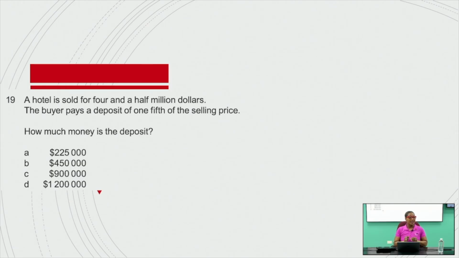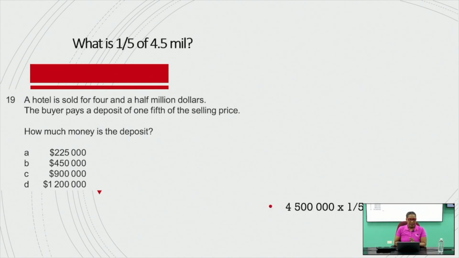And now we are at question 19. A hotel is sold for $4.5 million. What is $4.5 million? Yes, we want to look at 4,500,000. And we want to figure out what is 1/5 of 4,500,000. So yes, when you hear 4.5 million, it is 4,500,000. And you know this, I know you do, because $500,000 is 500,000. Excellent.